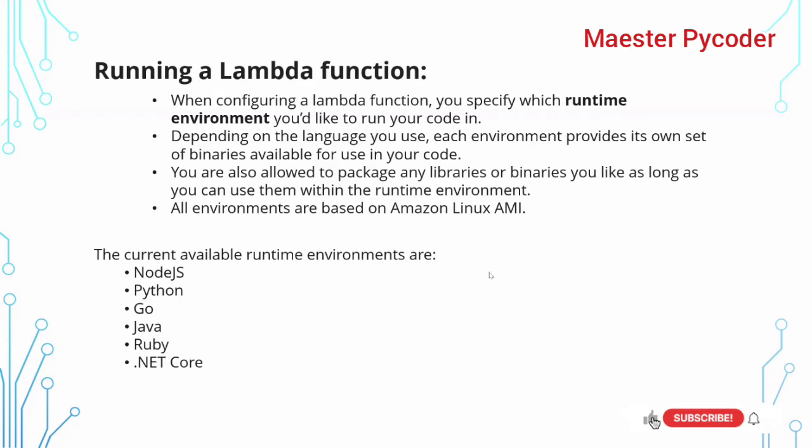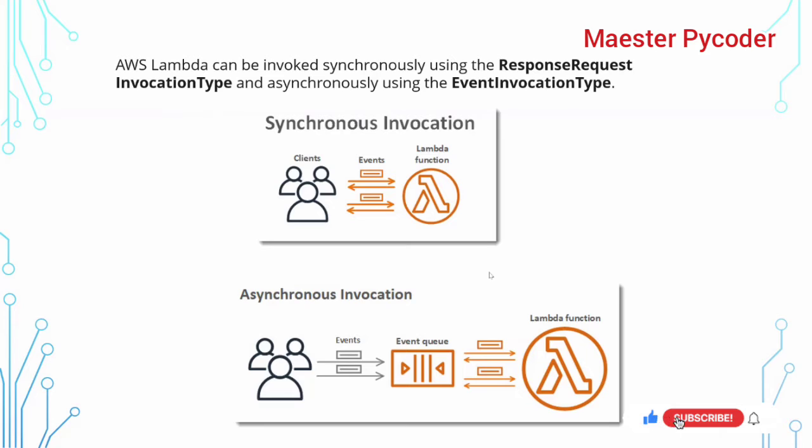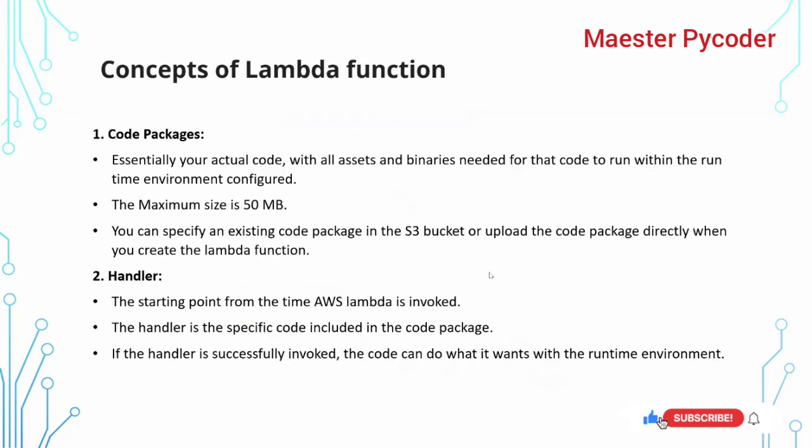When running a Lambda function, we only focus on the code because AWS manages capacity and all updates. AWS Lambda can be invoked synchronously using the request-response invocation type and asynchronously using the event invocation type. Concepts of Lambda function. To better understand how the Lambda function works, there are key concepts to understand.